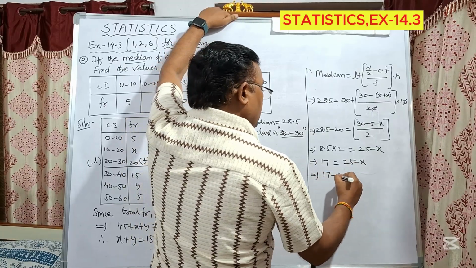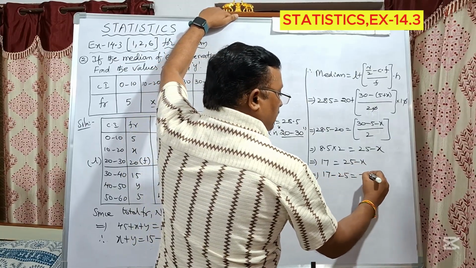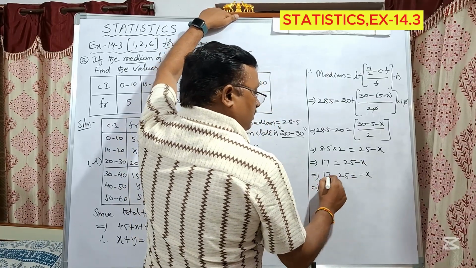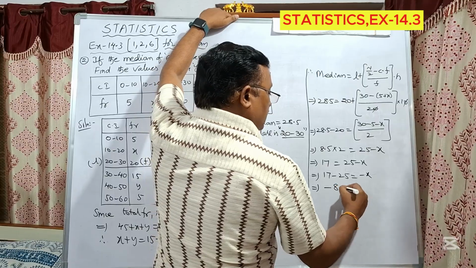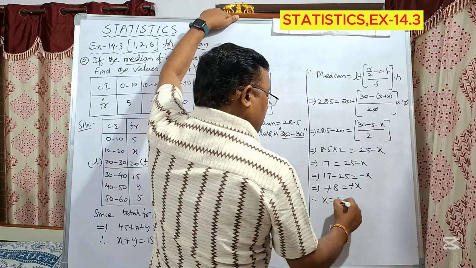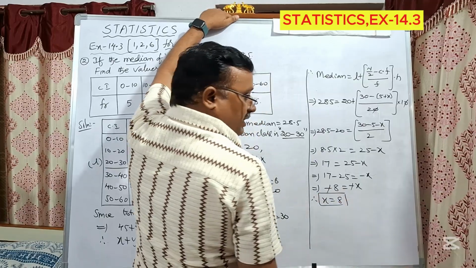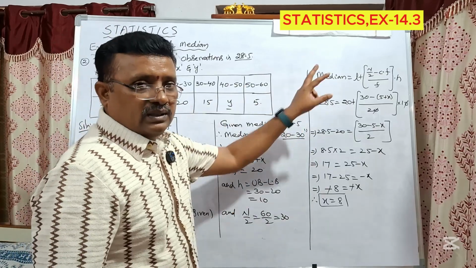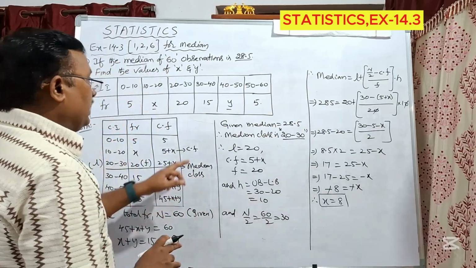This is 17 minus 25 is equal to remaining value minus x. Now this implies 17 minus 25 means minus 8 equal to minus x. So minus minus get cancelled, therefore x equal to 8 we got. Understood? So one of the variable values came from the formula, but we need y also.